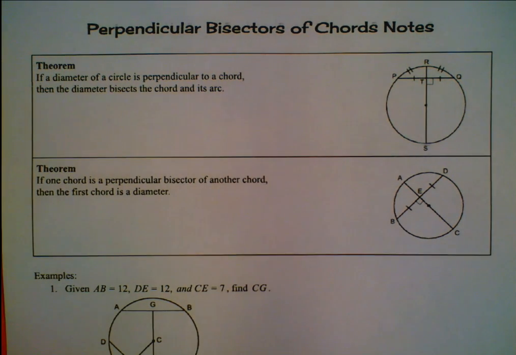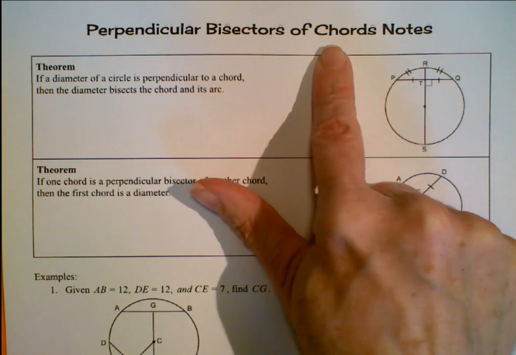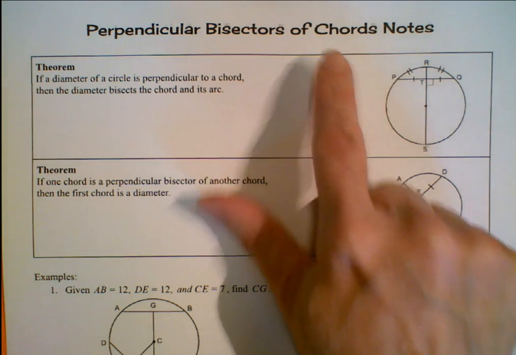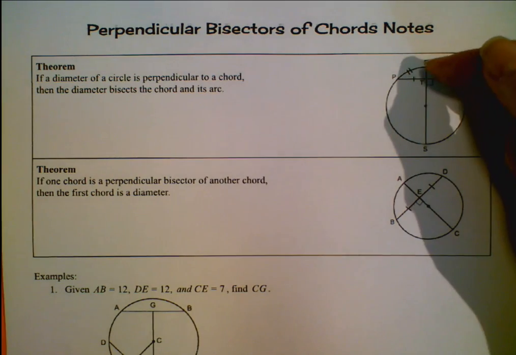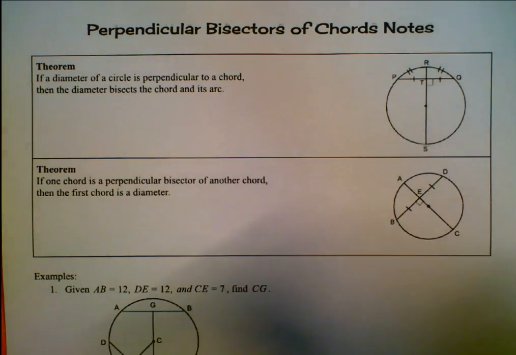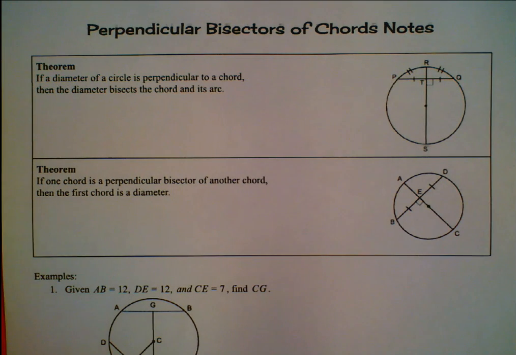Right, in this set of notes, we're looking at perpendicular bisectors of chords. We've already talked about what it means for a segment to be a chord. Remember, a chord is a segment that joins 2 points on the circle. So here I see a chord from P to Q, another chord from R to S, and likewise some other segments that are chords.